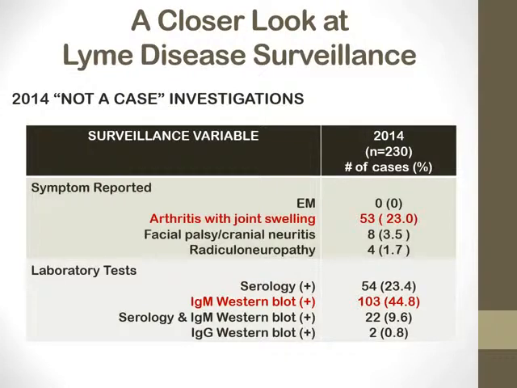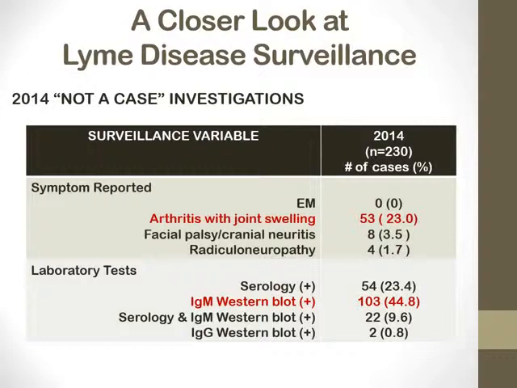So let's take an even closer look at not a case investigations for 2012. Kudos to public health for not ascertaining EM cases as not a case, because EM cases should either fall into confirmed or suspected case categories. Interestingly, cases with arthritis with joint swelling accounted for 23% of not a case investigations. While it's probable that other diseases may contribute to arthritis with joint swelling, it's probably likely that many of these cases did in fact have Lyme disease.